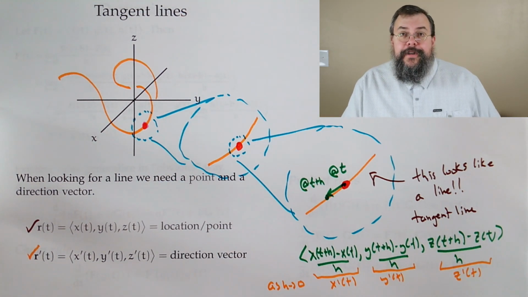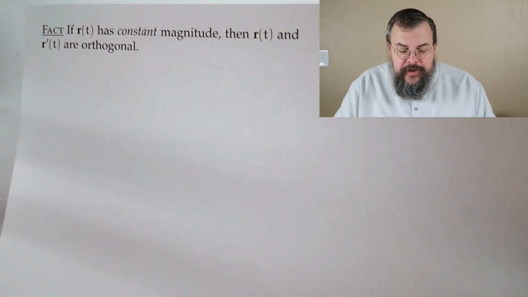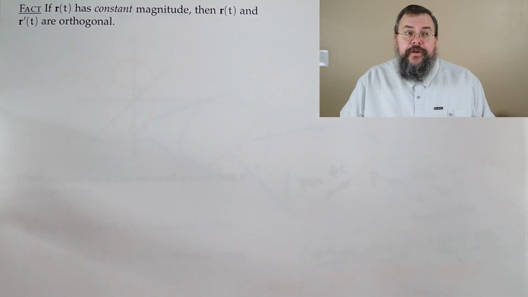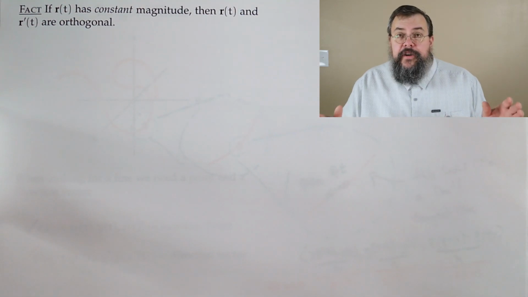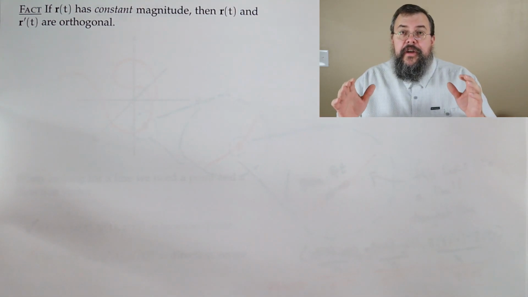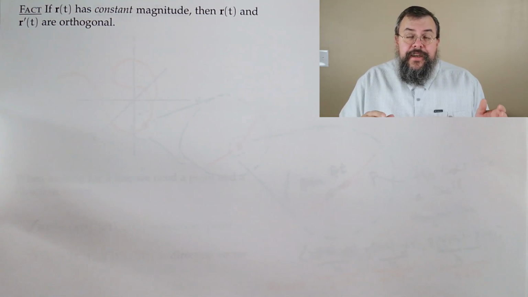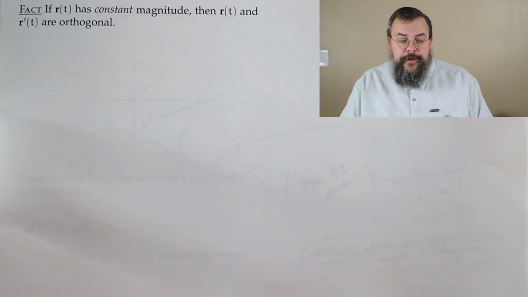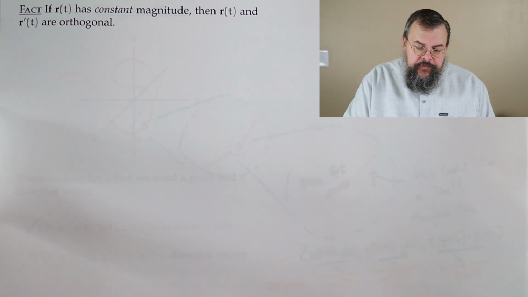Okay, one last piece for today. And it's this good fact that we're going to use. Suppose that we have r of t, a vector valued function, that has constant magnitude. Then r of t and r prime of t are orthogonal. Now, what does this mean? Well, let's think about it.